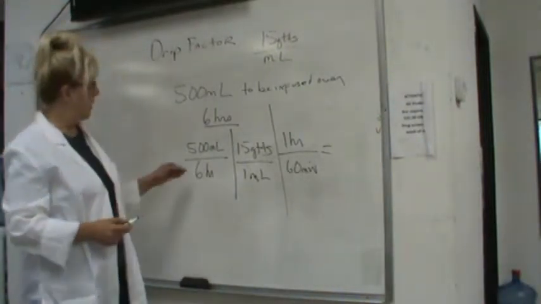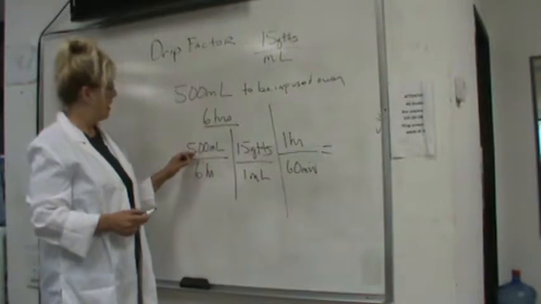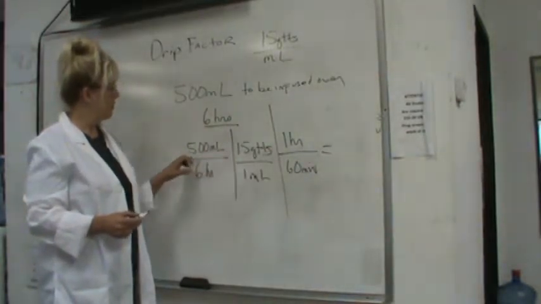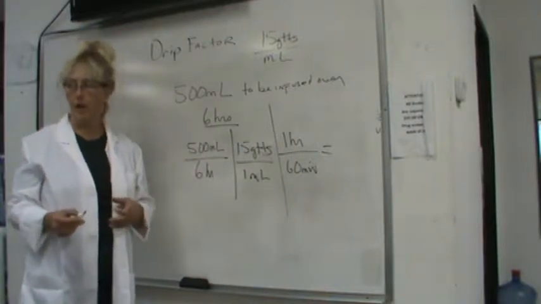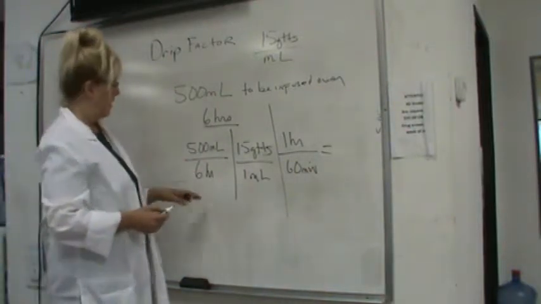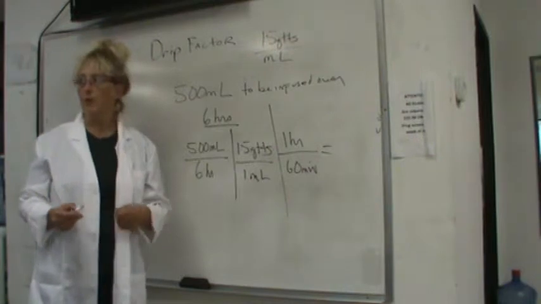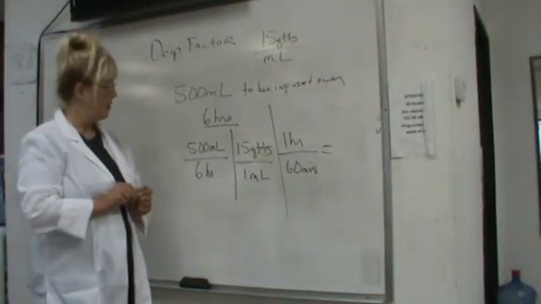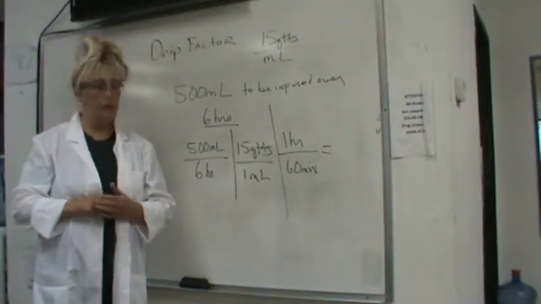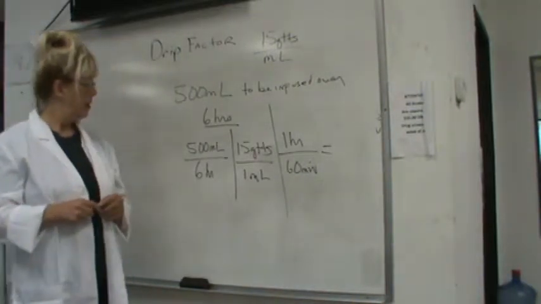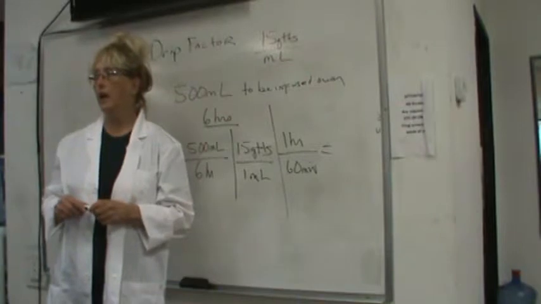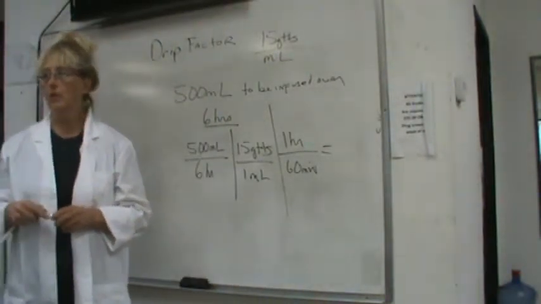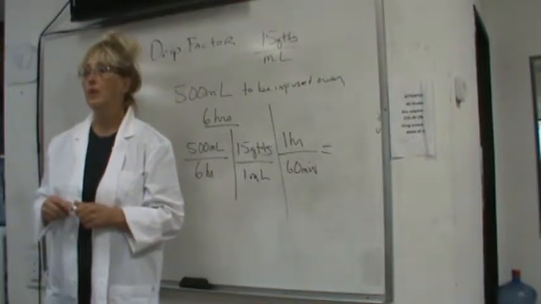What do you get? 500, or 5 times 10 to the second power. 5 times 15 is 75 times 10 to the second power, or 7,500. 6 times 60 is what? 360, right? 7,500 divided by 360. What is it? 20.83.